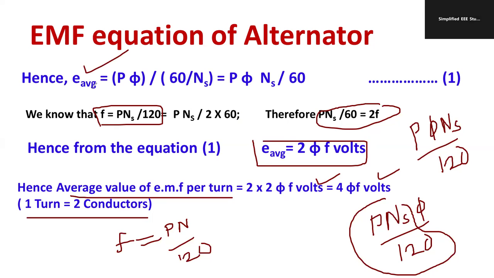Talking about the E average as the first equation, now you are focusing on F is equal to P Ns by 120. See, total 120 is divided like 2 into 60, right? So here you are going to separate, 120 is nothing but 2 into 60. You already know that F is equal to P Ns by 120, that means P Ns by 2 into 60. So what I'm going to write is 2 phi F volt, that is E average. Thereafter, one turn is nothing but 2 conductors. By the way, the total EMF E average induced is nothing but 2 into 2 phi F volt. You can ask me in case of any queries. Moving further.